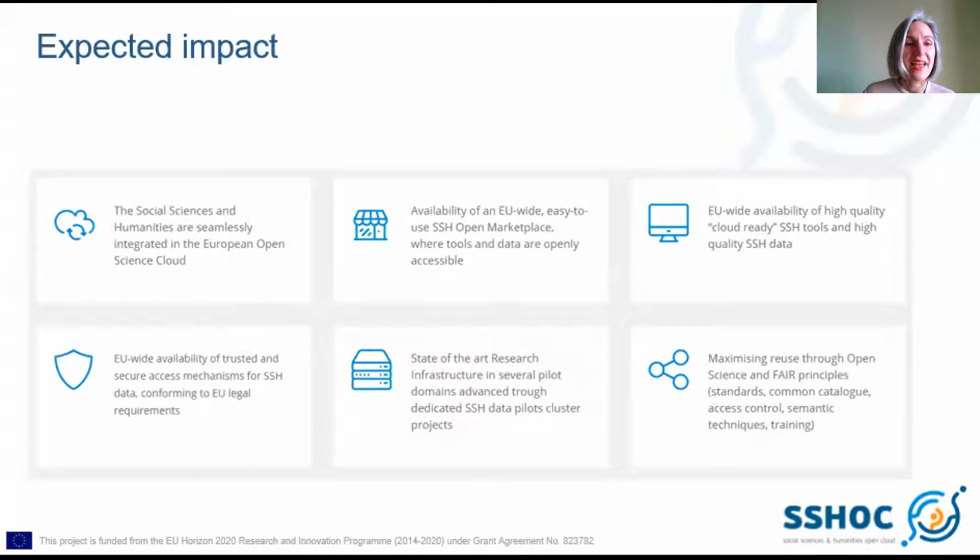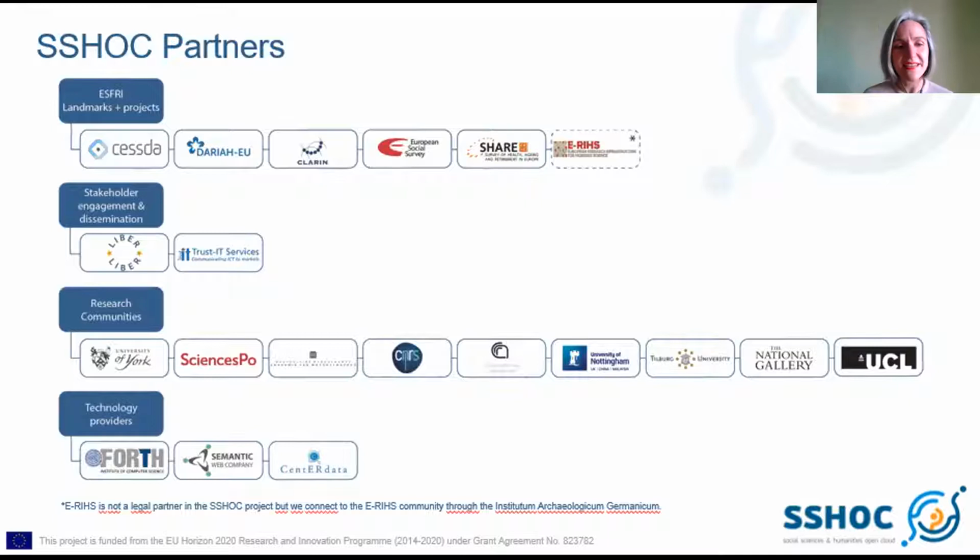The partners in SSHOC are quite varied, and they include a number of research infrastructures that are linked to the social sciences and humanities because of their theme, all of which are on the roadmap of ESFRI, the European Strategy Forum on Research Infrastructure. Some other partners represent stakeholder groups like LIBER, the League of European Research Libraries, or Trust-IT.